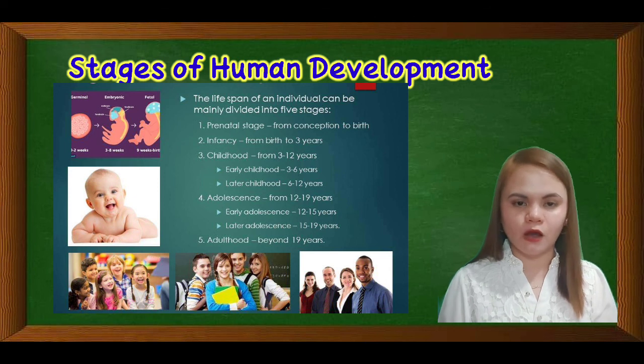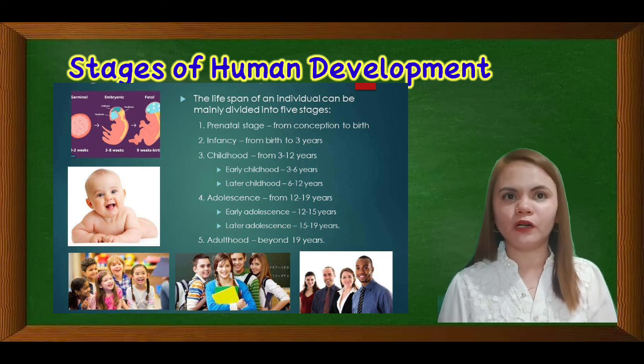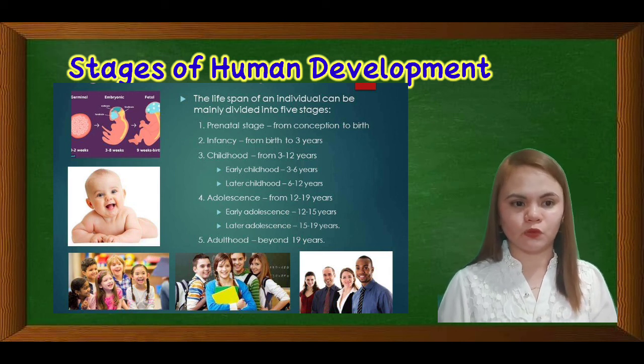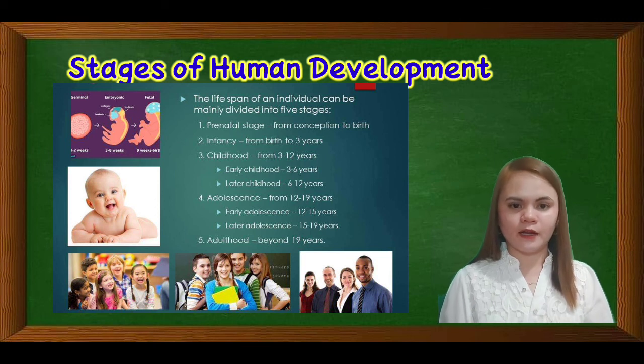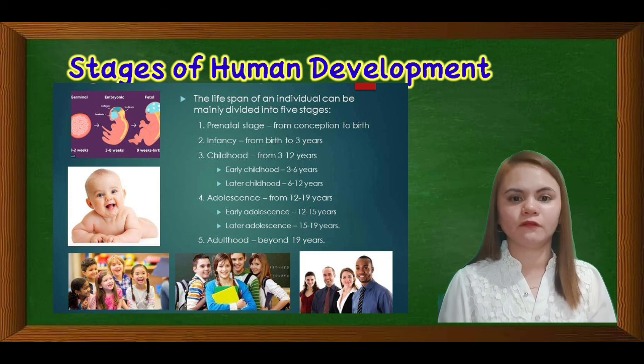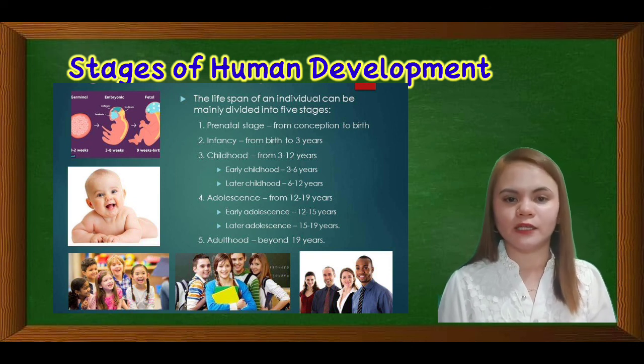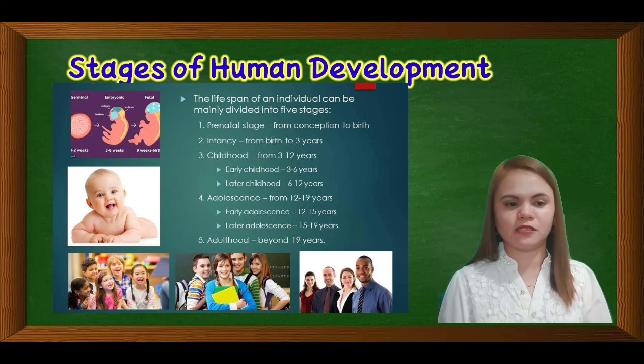There are 2 types of childhood. Number 1 is early childhood, age range from 3 to 6 years old. And number 2 is later childhood, which is from 6 to 12 years old. Example characteristics of childhood are learning physical skills necessary for ordinary games, building a wholesome attitude towards oneself, and learning to get along with age mates.